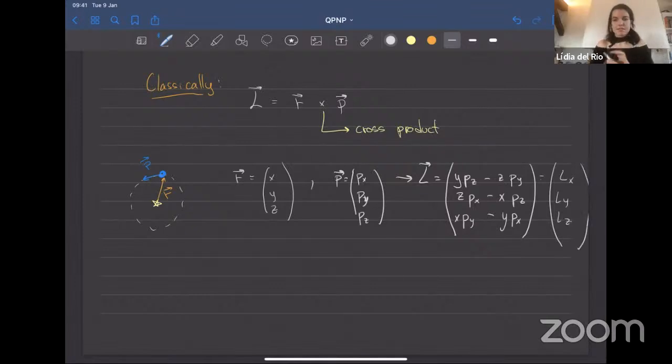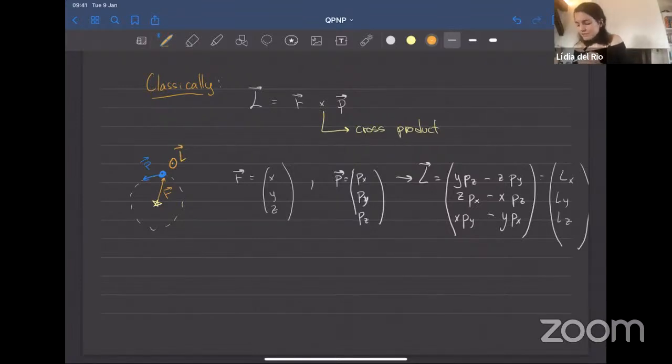So in this case, maybe you've learned to use the right-hand rule. So position goes like this, momentum goes like this. So the angular momentum comes directly to me. I'll draw it here. So it's something coming out of the sheet of paper. Okay, it's a vector. We don't worry about it.